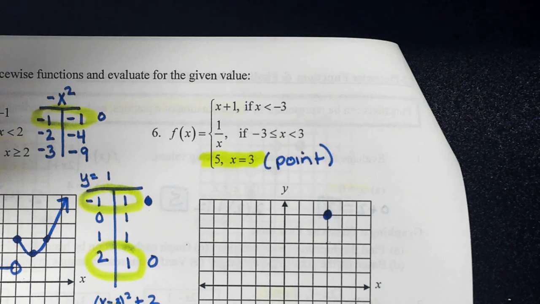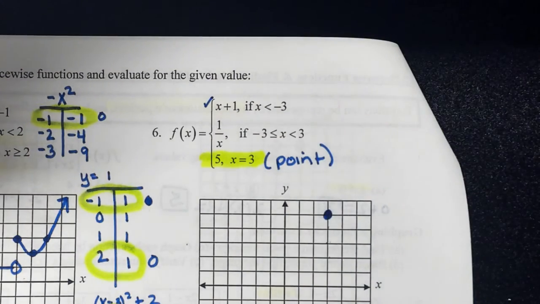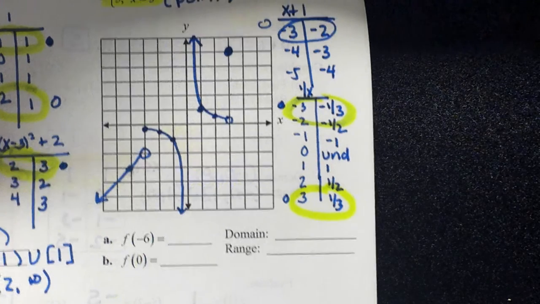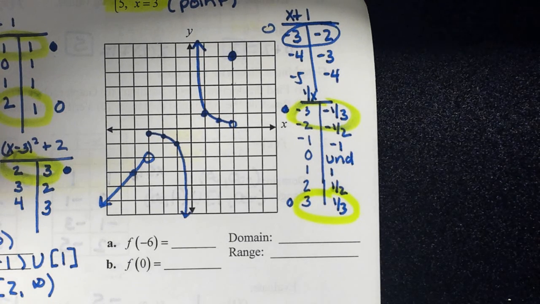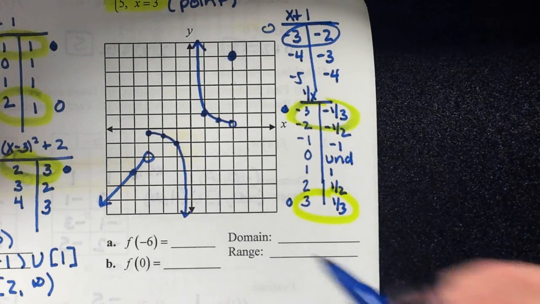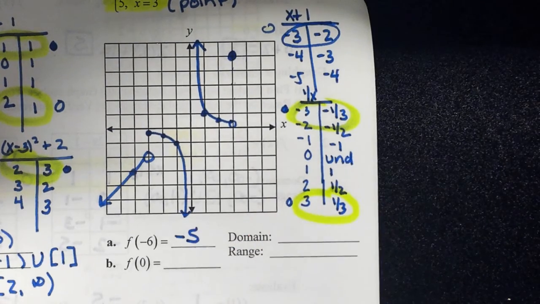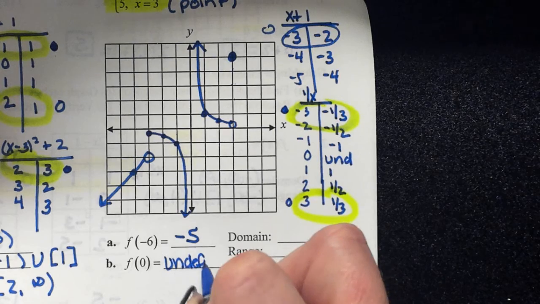You guys go ahead and see if you can build the table for the first one and graph the first part. We'll do the 1 over x part together. What is f of negative 6 going to be? Negative 5. Can you find f of 0? No, it's undefined. That's where your vertical asymptote is.